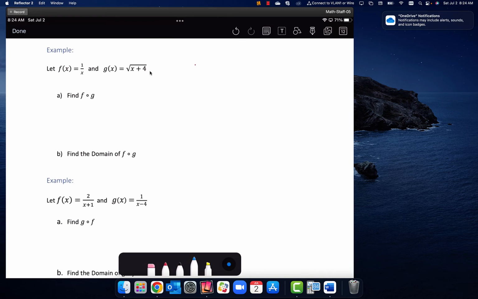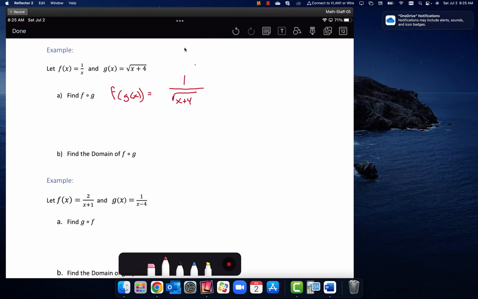Here we're looking for f of g. So f of g, again, it might be helpful to rewrite it as f evaluated at g. F is on the outside, so the outer function is 1 over something. We're going to replace that something with g, which is the square root of x plus 4.